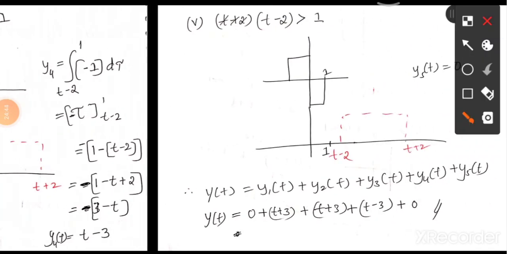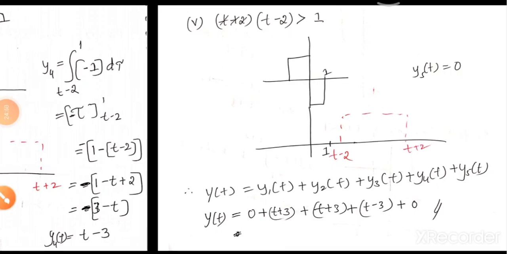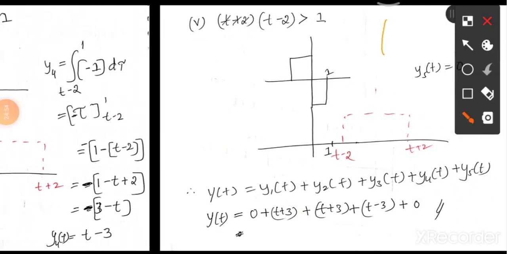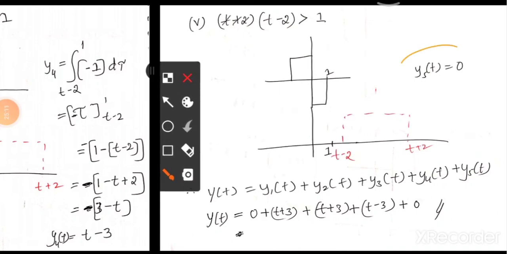Similarly, in the last case, t minus 2, the last end of the signal, should be greater than 0. The 1 I can place anywhere; we have placed it here, or you can place it here also. Then what we get is that there is no overlap between these two signals. So y5 of t is equal to 0. Till this much you get.